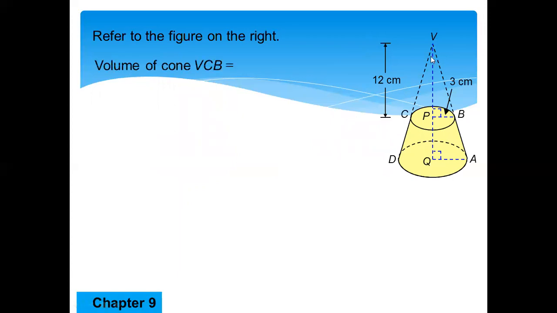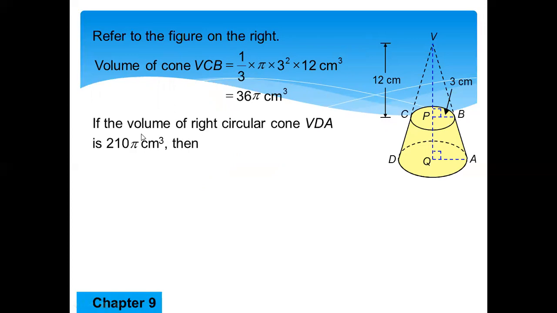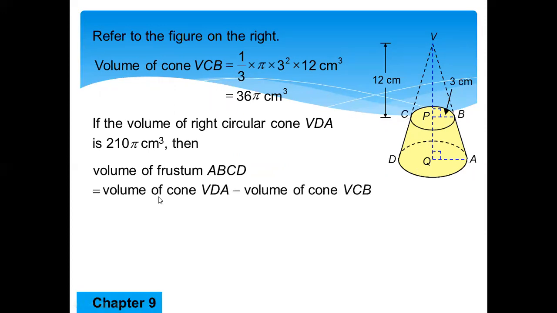First, find the volume of this smaller cone on top. With the base radius 3, height 12. Then its volume. If given the larger cone, its volume is 210 cm3. So the volume of this frustum below, ABCD, is the difference of the larger and the smaller.